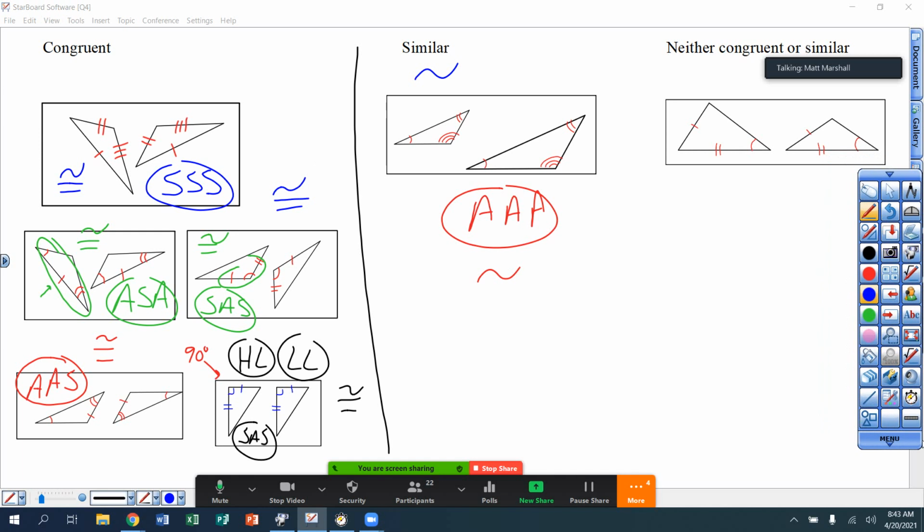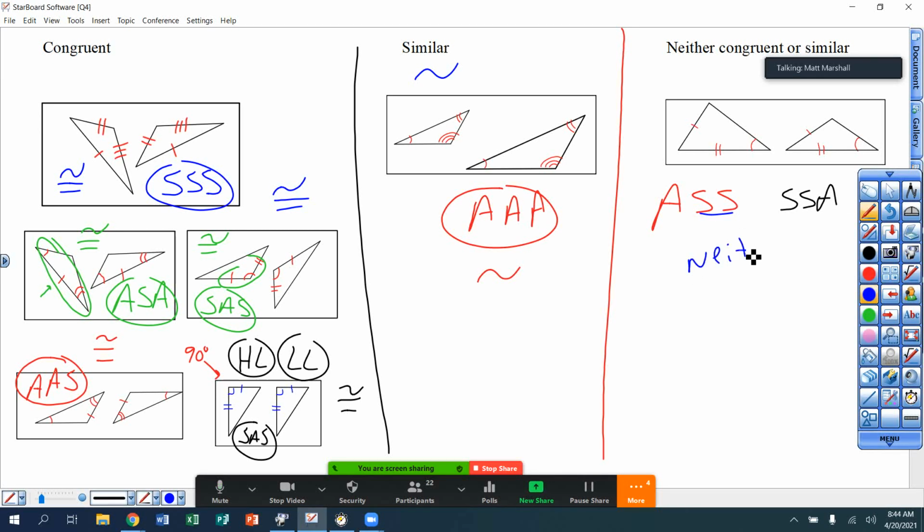And then the one I need you to know is not similar or congruent, the bad one, and that is the ASS one. And whoever's chatting, I'm not even looking at the chat, you gotta talk to me. That is 2 sides in a row and an angle. And if you don't want to offend anybody, you can call it SSA if you want. But you got to show 2 sides in a row and an angle. This is neither. It's not congruent nor similar. It's just 2 different triangles.